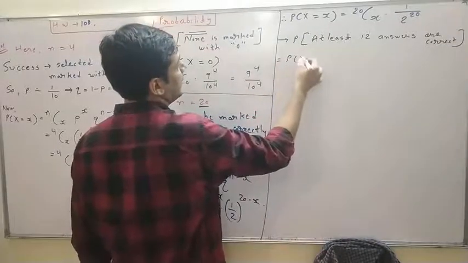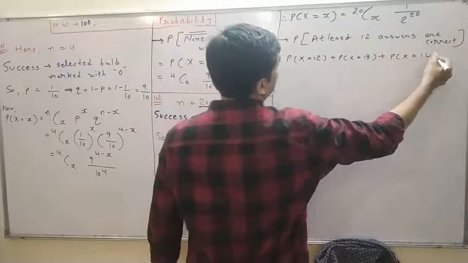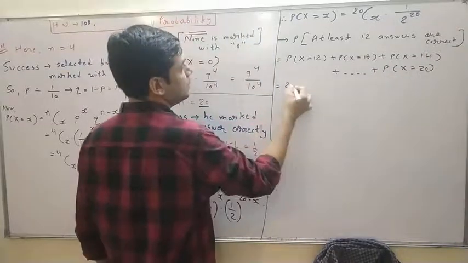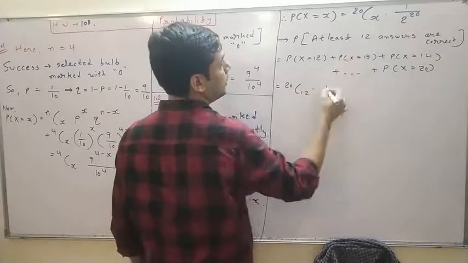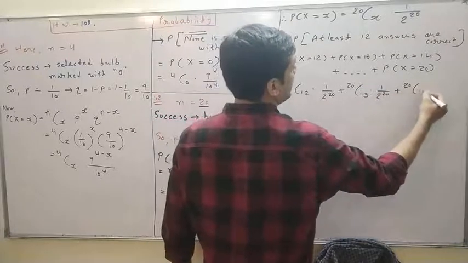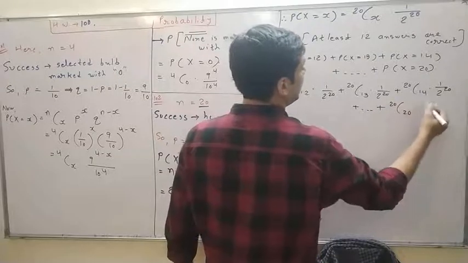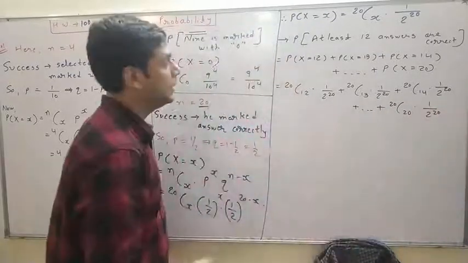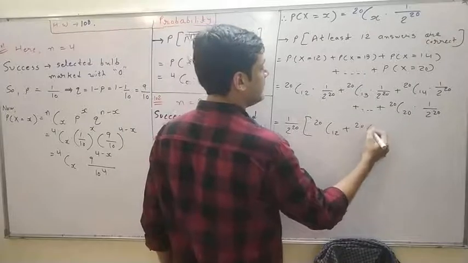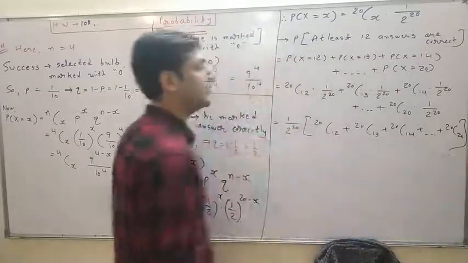That means P(X) is equal to 12 plus 13 plus 14 up to X equal to 20. So that is 20C12 into 1 upon 2 raised to 20, plus 20C13 into 1 upon 2 raised to 20, plus 20C14 into 1 upon 2 raised to 20, up to 20C20 into 1 upon 2 raised to 20. From each term, 1 upon 2 raised to 20 is common. So inside the bracket it is 20C12, 20C13, 20C14 up to 20C20. So that is your answer.